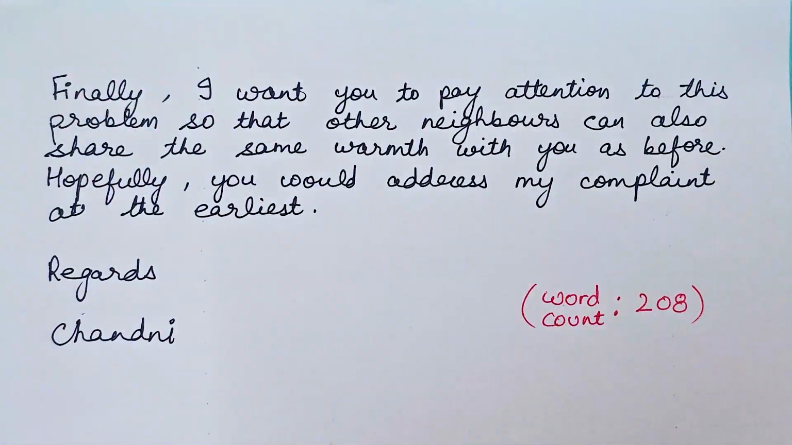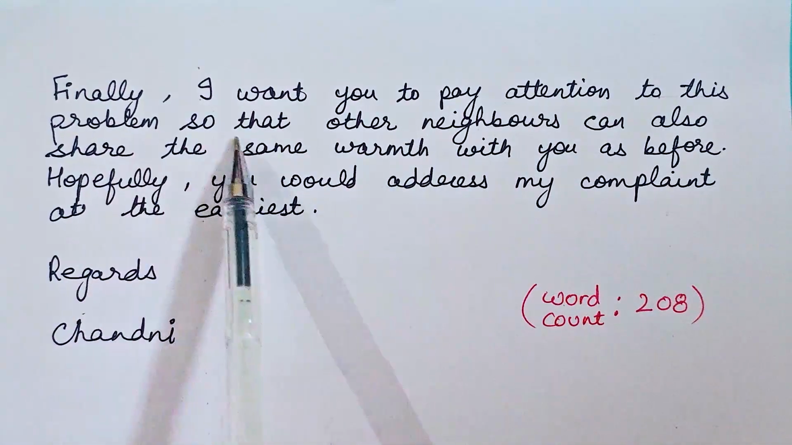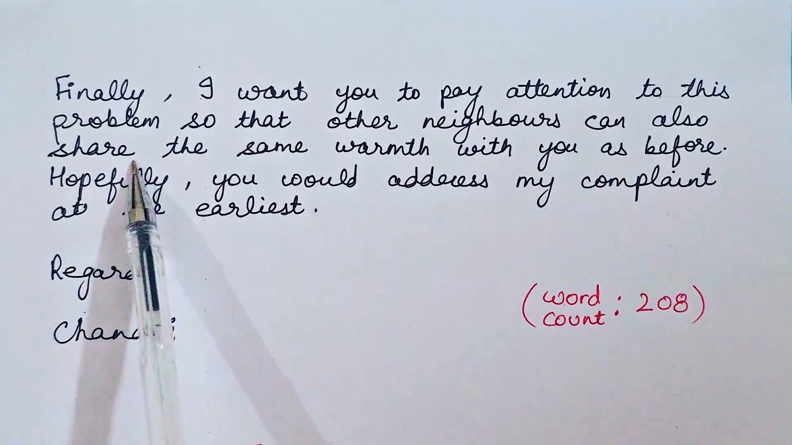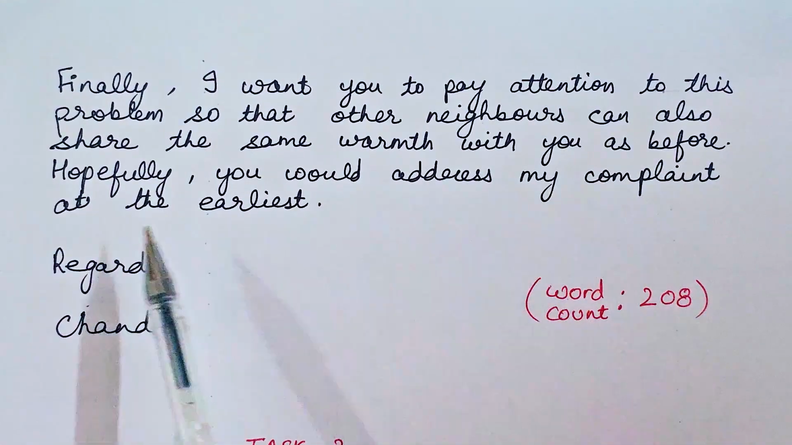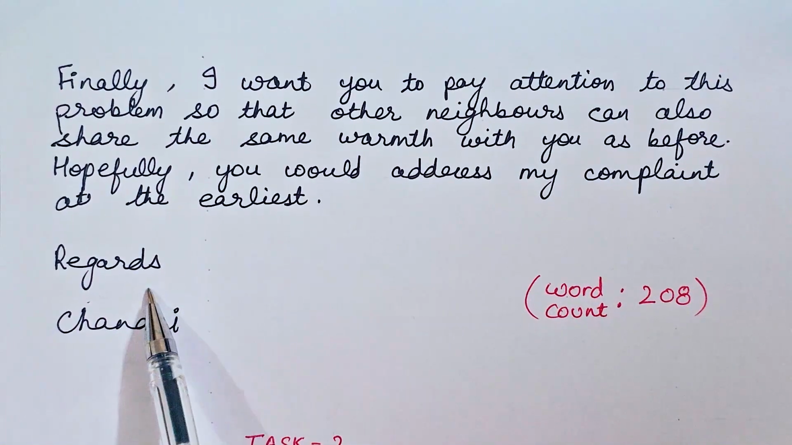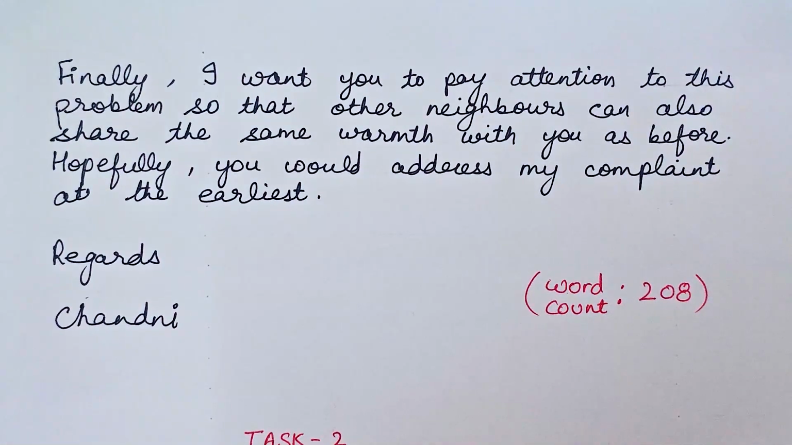In the final paragraph, you will write, finally, I want you to pay attention to this problem so that other neighbors can also share the same warmth with you as before. Hopefully, you would address my complaint at the earliest. Regards, and your name. In this way, you can write an informal letter where you told your problem to the neighbor without offending them and being very polite to them so that the relationship is not distorted. This is the way by which you can write your letter.